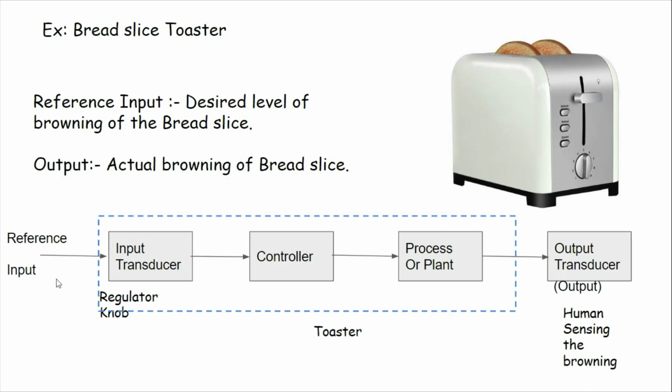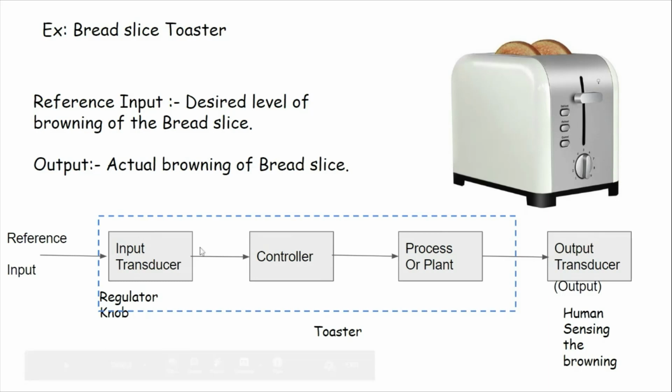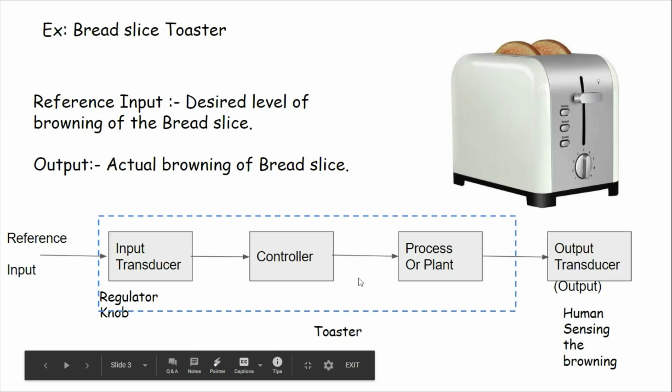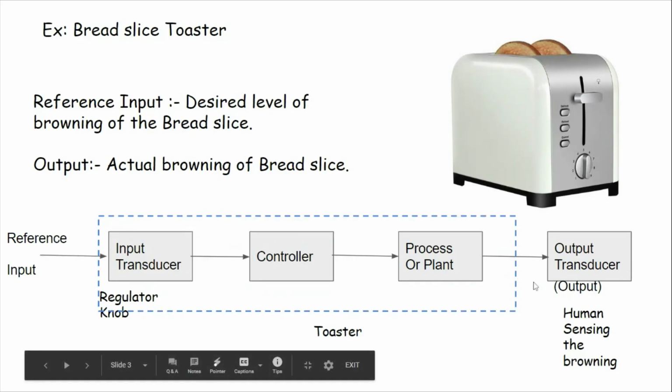So here this block input transducer is represented by this regulator knob. Hence there are some internal mechanisms that are doing this job. So here we have an output, that is the browning of toast, and we have some input, that is the desired level of browning. So this is an example of control system.